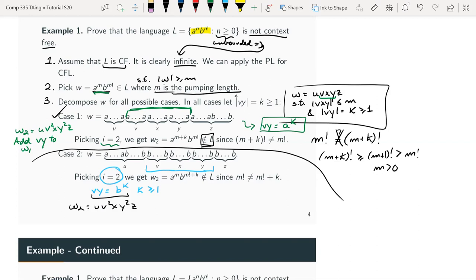Now the only thing left to do is check that W2 is not in L. This is going to be true because, remember, for a string to be in L, the number of B's should be equal to the factorial of the number of A's. So it should in fact be true that M factorial is equal to M factorial plus K. But because K is at least 1, this is not true, because M factorial plus K is strictly greater than M factorial. So W2 does not respect the definition of L, and so W2 is not in L.